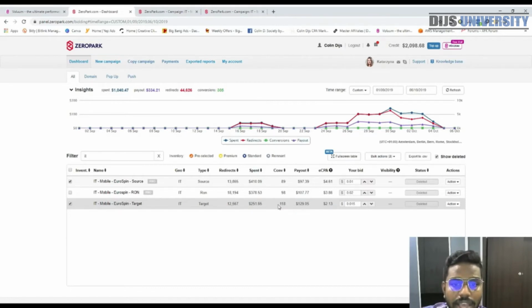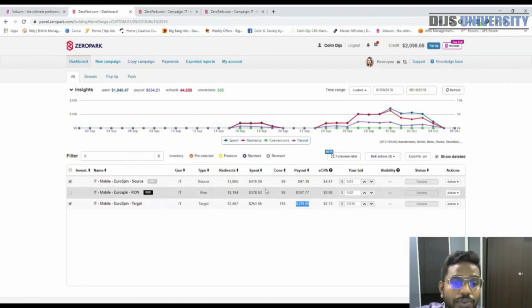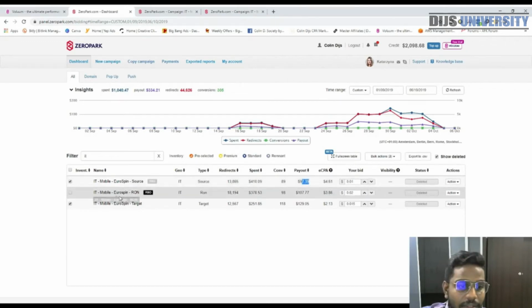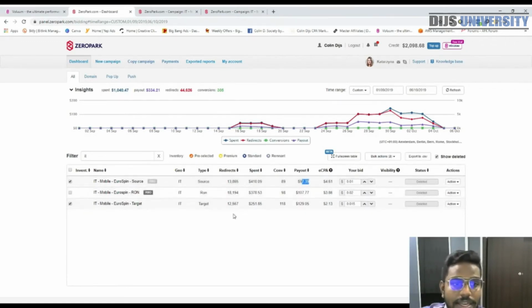As you can see over here, we had one of the best conversions, 118 conversions for the Eurospin target. We spent $251.85 and we got $129.05. So this was the best campaign among all these three. This was the worst. This was the worst optimization that we did. We spent around $410.09 with 89 conversions and we only got $97.39. I think Dean covered this.